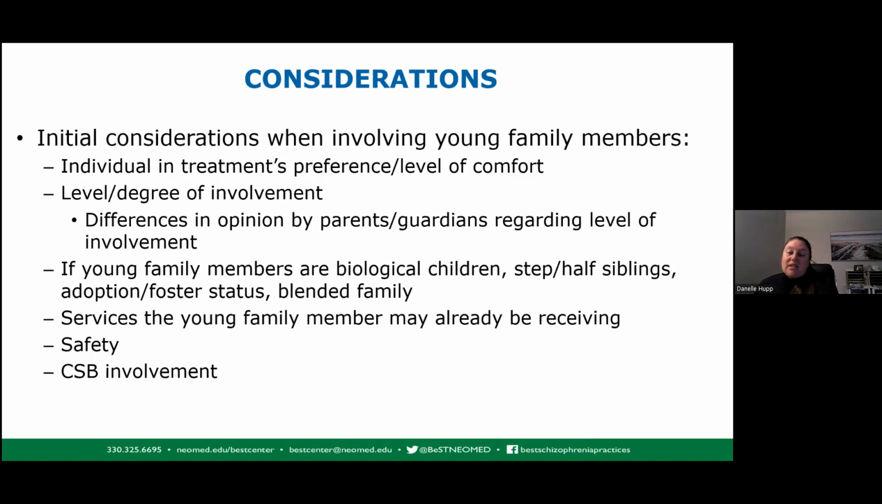Think about the young family members and how they fit into the system. Are they biological children? Are they the individual in treatment's step sibling, half sibling? Is there adoption within the family? Is it a blended family? Consider other services the young family member might already be receiving for themselves. Also consider safety, and whether there's any history of children's services involvement.